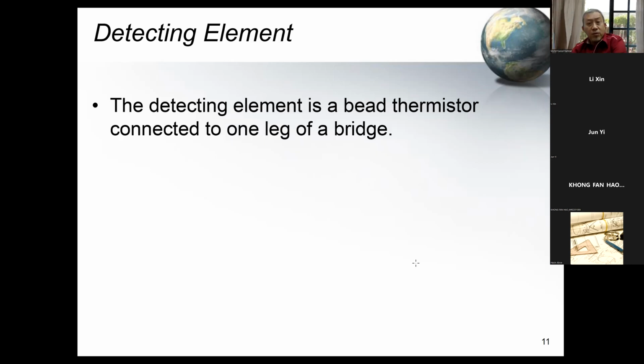In order to do that, we need a detector. There are so many detectors: thermistor, thermocouple, and other temperature sensors. We use a thermistor because it is very sensitive to heat and always gives an accurate measurement of hot air temperature, and it's connected to one leg of a bridge. We are using a Wheatstone bridge, which has 4 arms, and one of the arms is connected to the thermistor.